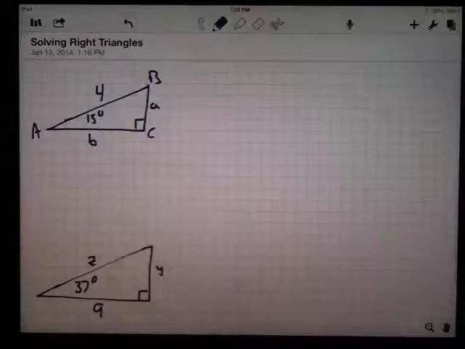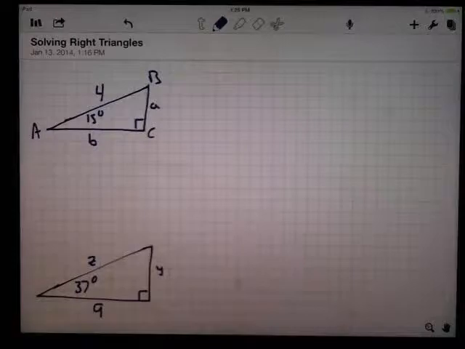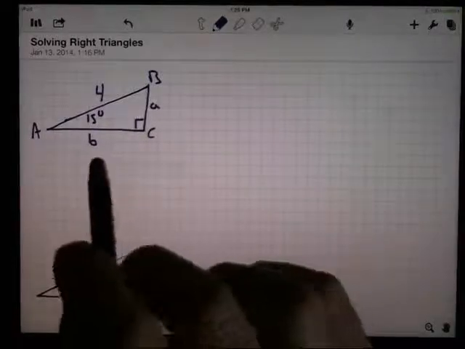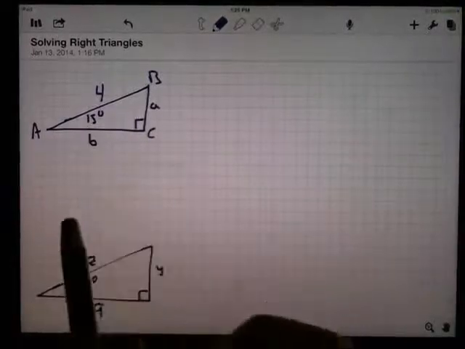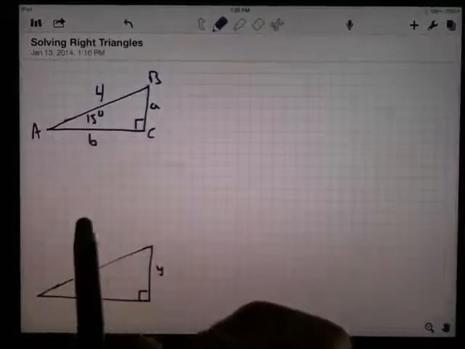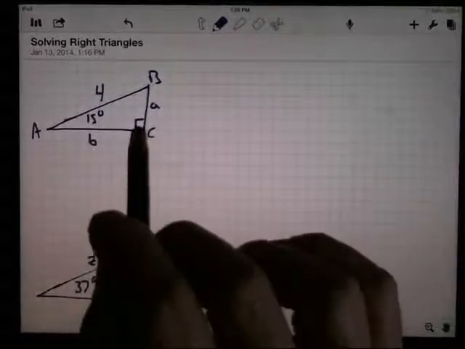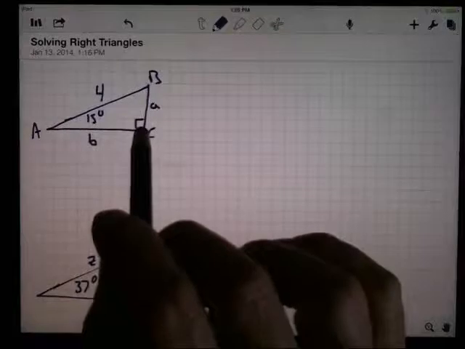Okay, let's do a couple of examples of solving right triangles. Here's two triangles. Let's take them one at a time here. I've got a 15-degree angle in here. I've got a hypotenuse of 4. And of course I know it's a right angle here.